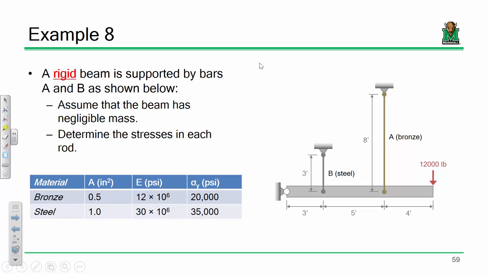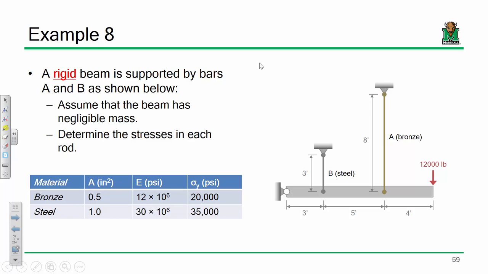Okay. So we have two bars. Each of these bars are made of different materials. So I've given you an E value, I've given you an A value, and then I also went ahead and gave you a yield stress. We're gonna look at that yield stress a little carefully near the end.